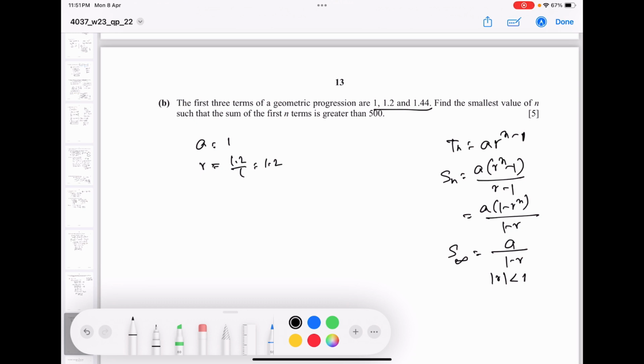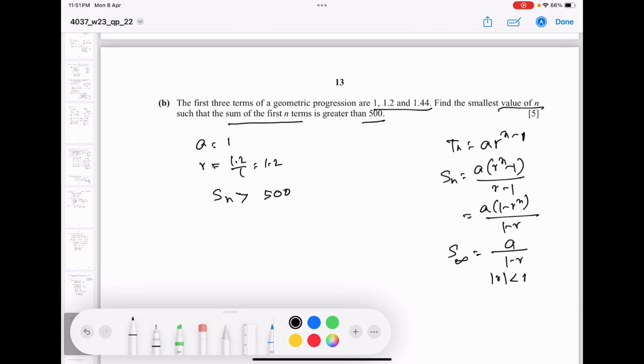Find the smallest values of n such that the sum of n terms is greater than 500. So let us write, sum of n terms is greater than 500.